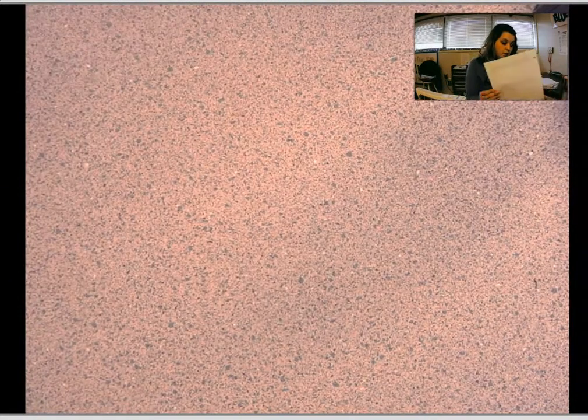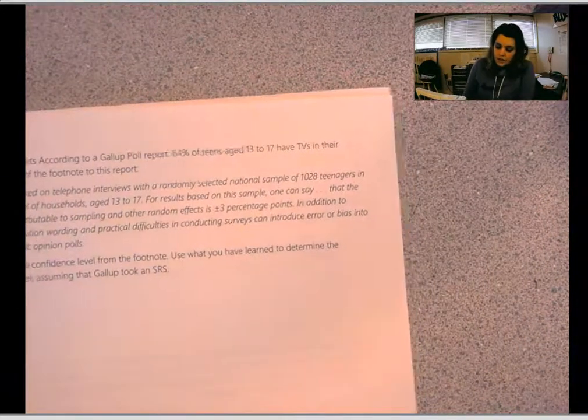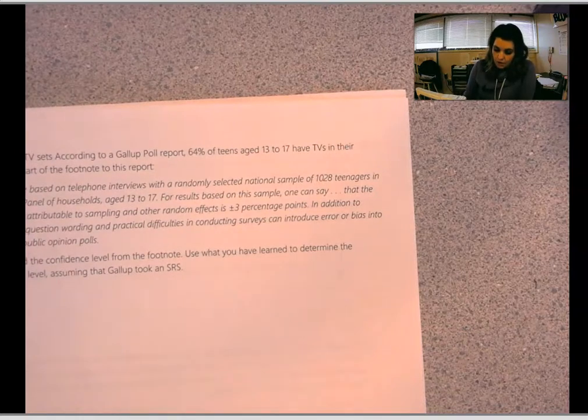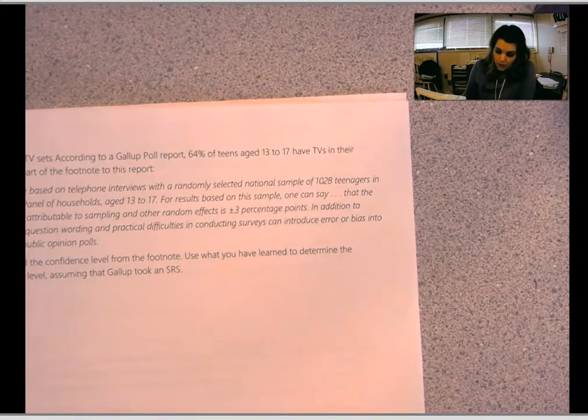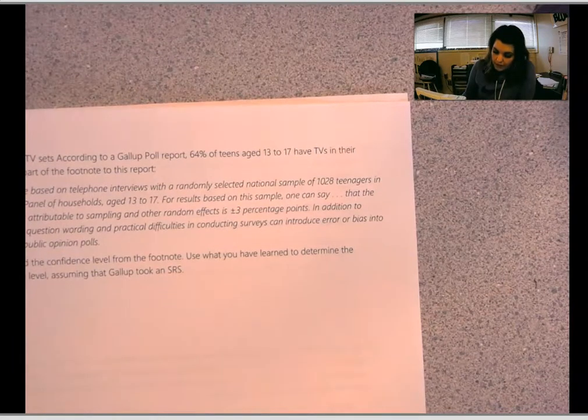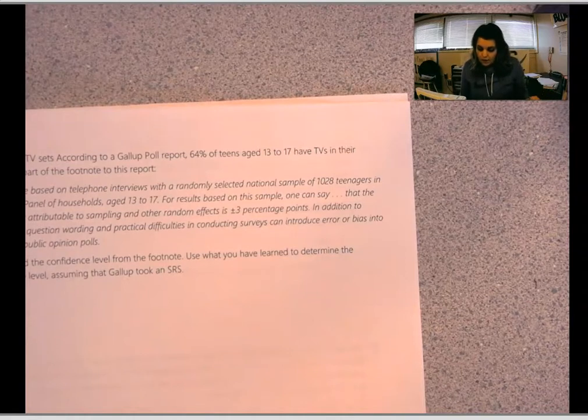So the ones that I wanted to explicitly go over start on number 47. Okay, so teens and their TV sets, that's what this is about. According to a Gallup poll, 64% of teens aged 13 to 17 have TVs in their rooms, and here is the footnote for the report. These results are based on telephone interviews with a randomly selected national sample of 1,028 teenagers in the Gallup poll. For results based on this sample, one can say that the maximum error attributable to sampling and other random effects is 3 percentage points. In addition to sampling error, question wording and practical difficulties in conducting surveys can introduce error or bias into findings of public opinion polls.